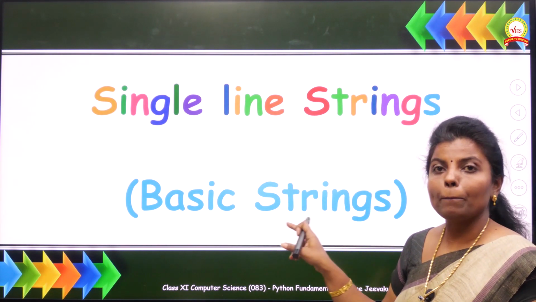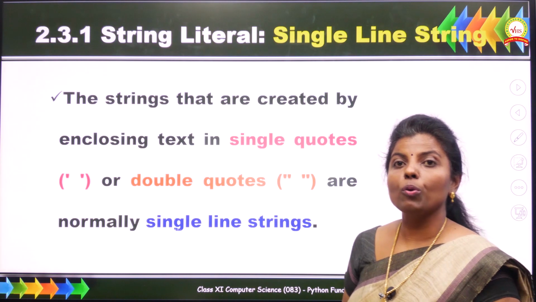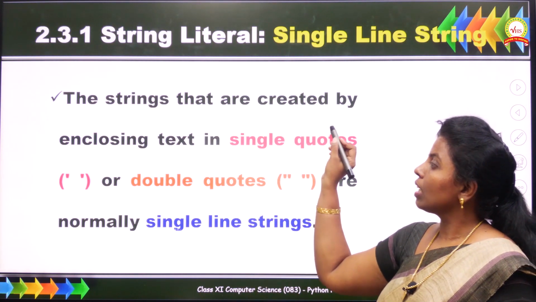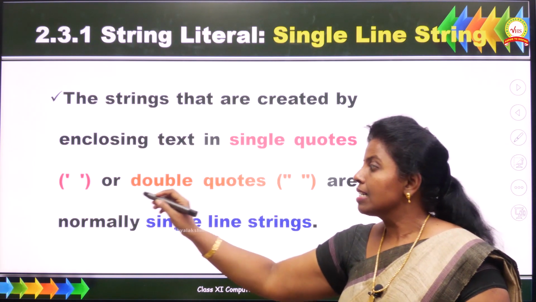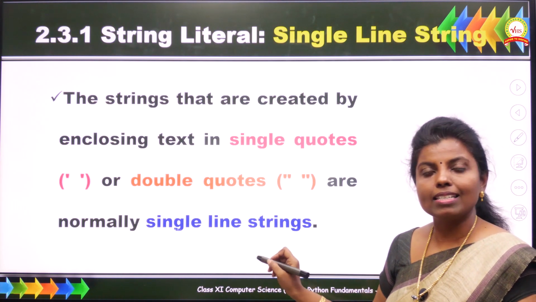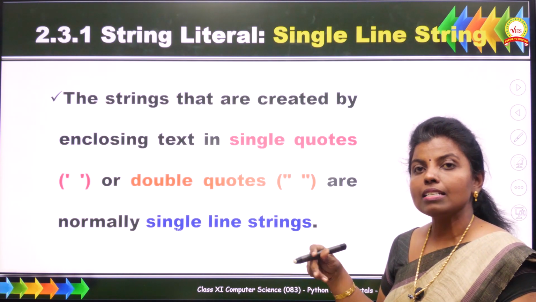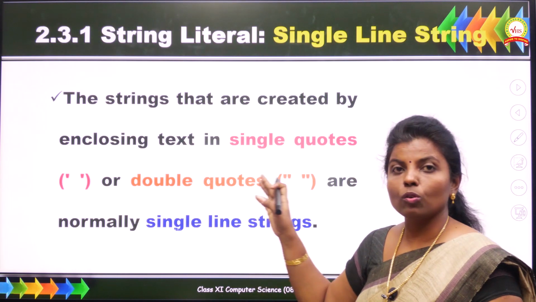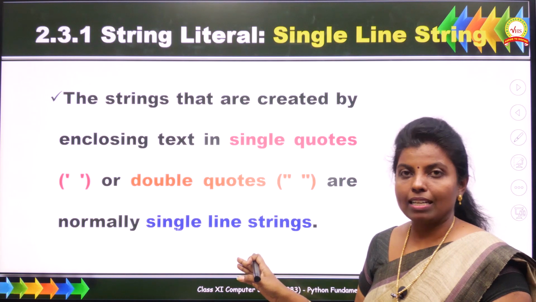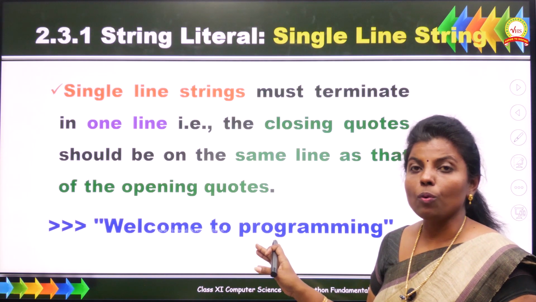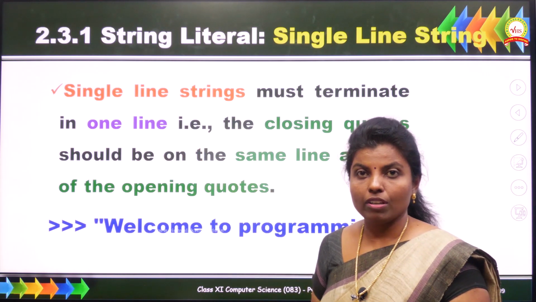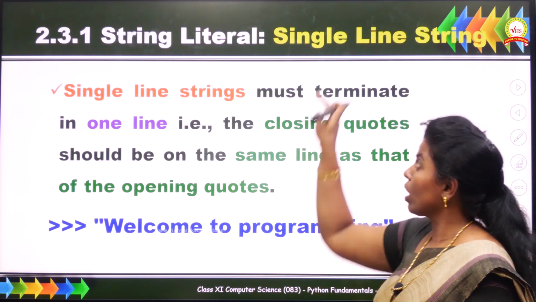Single line strings are the basic strings of Python. How do we identify them? The strings that are created by enclosing a string in a single quote or double quote are called single line strings. If we start with a single quote and end with a single quote, or start with a double quote and end with a double quote, they are normally referred to as single line strings. Also, a single line string must terminate in one line itself.